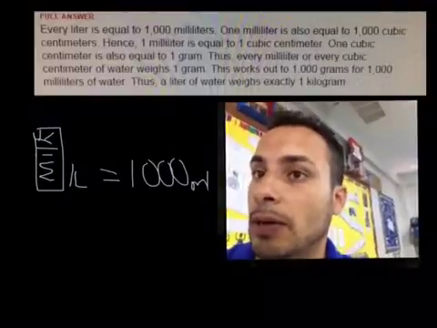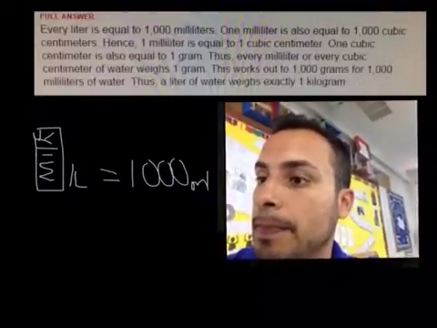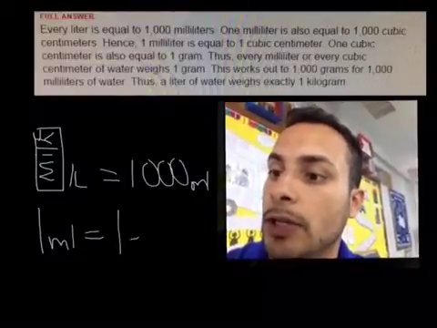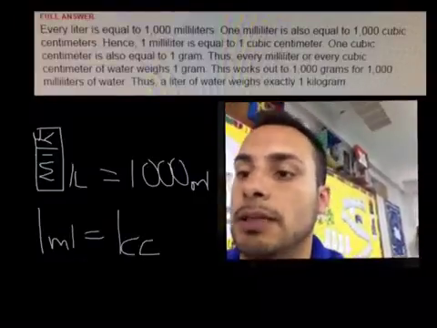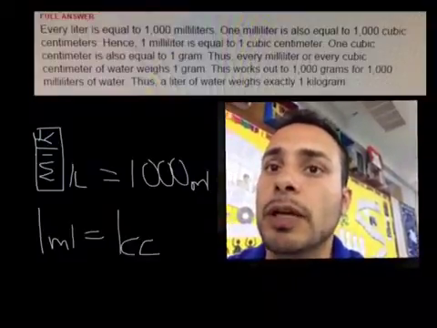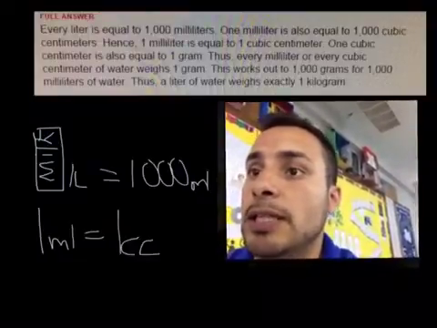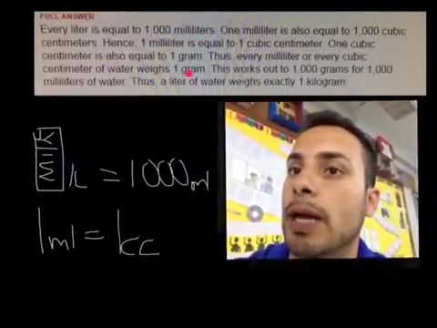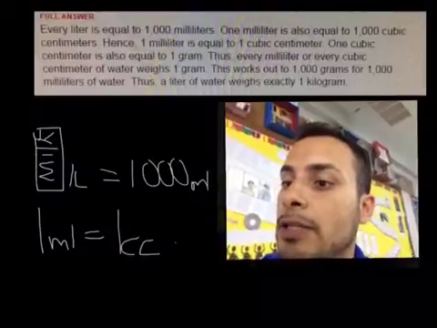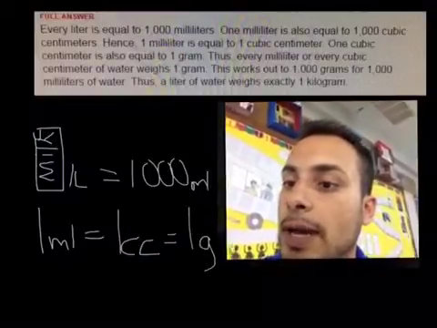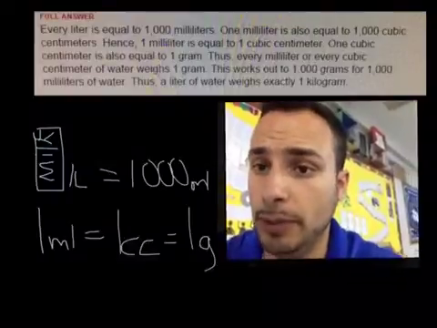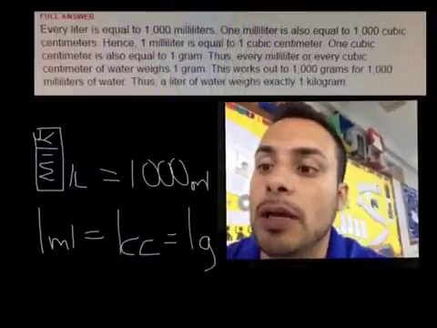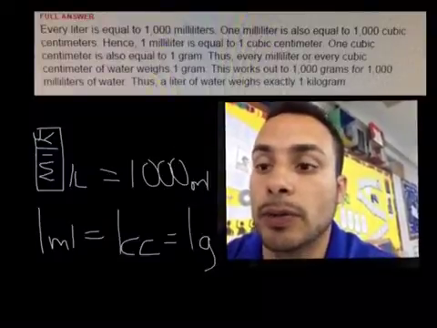Let's write that. 1 milliliter is equal to 1 cubic centimeter, 1 cc. And 1 cubic centimeter, 1 cc, is equal to 1 gram. So all three of those are equal. 1 milliliter, 1 cubic centimeter, which is volume, remember the little cubes, and it's equal to 1 gram.